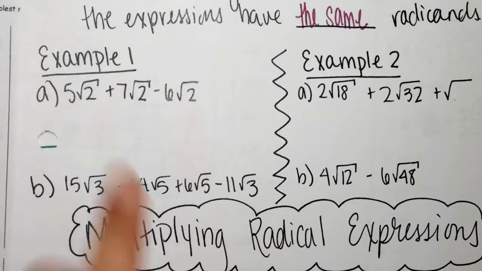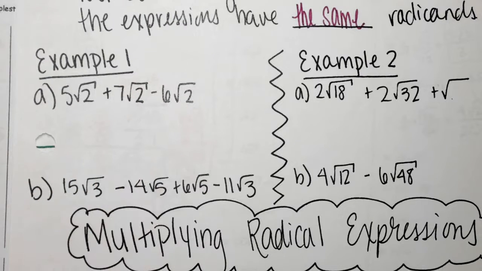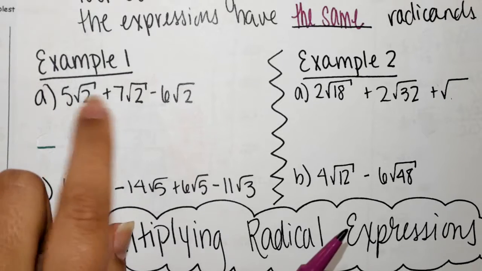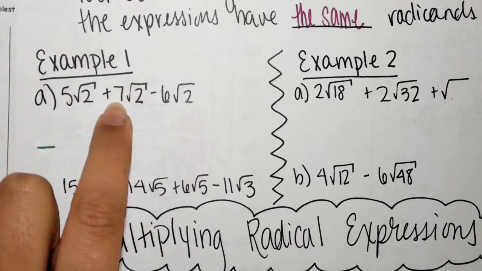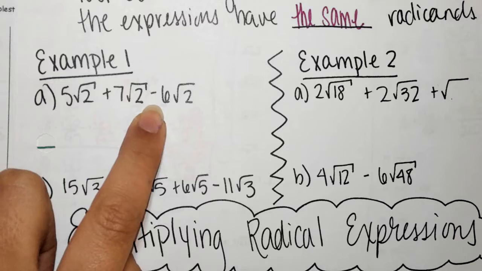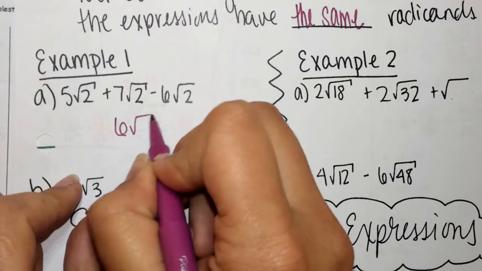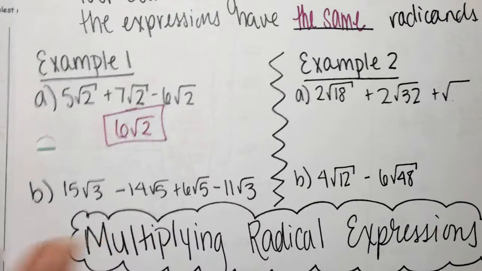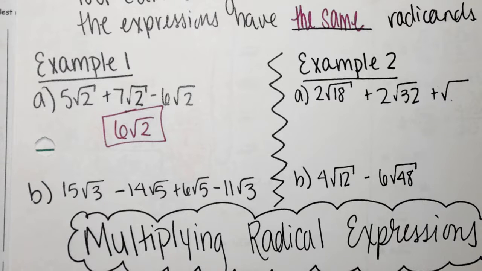Alright, so in example 1, A, do these all have the same radicands? Yes. And what is the radicand? 2. So all you do is 5 plus 7 minus 6. What's 5 plus 7? What's 12 minus 6? So it's 6 root 2 is your answer. Magic. Alright, any questions so far?